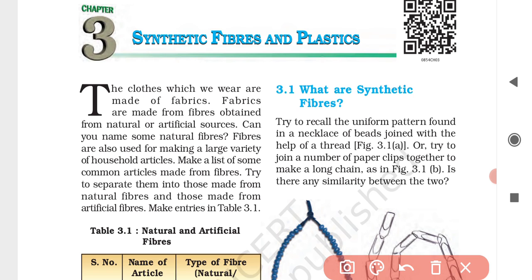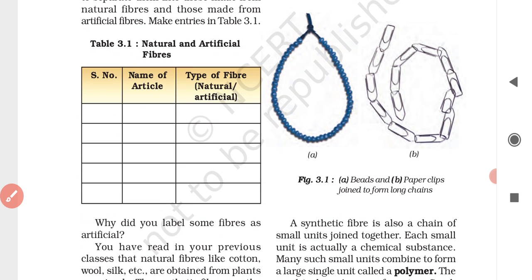Fibers are also used for making a large variety of household articles. Make a list of some common articles made from fibers. Try to separate them into those made from natural fibers and those made from artificial fibers. Make entries in table 3.1. So in table 3.1 you have to mention some of the articles, and then in the third column you have to separate them as natural fibers or artificial fibers.